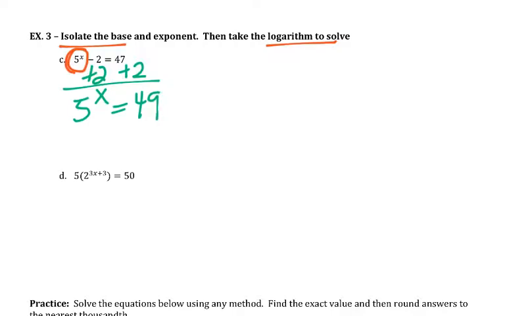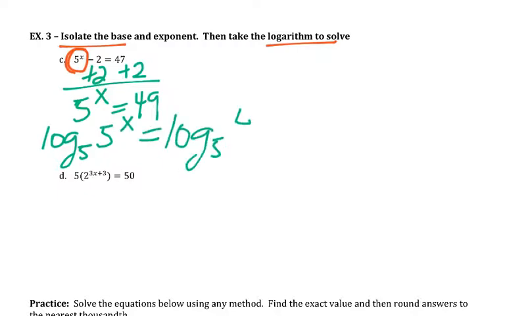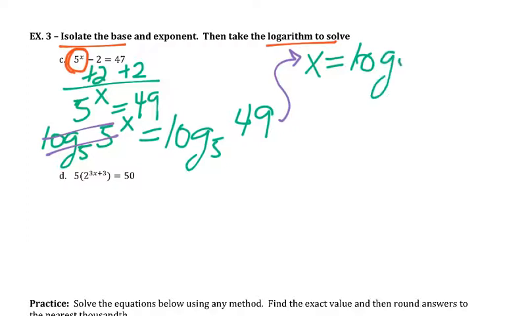Now I want to get x alone, and the way I get x alone is by taking log base 5 of 5 to the x. And you take log base 5 of both sides. Okay, so now log base 5 of 5, this is going to cancel, leaving us just with x. So I get x equals log base 5 of 49.